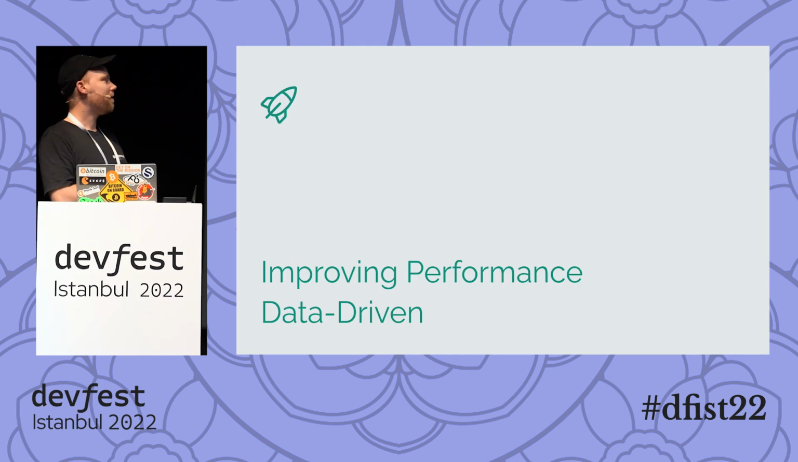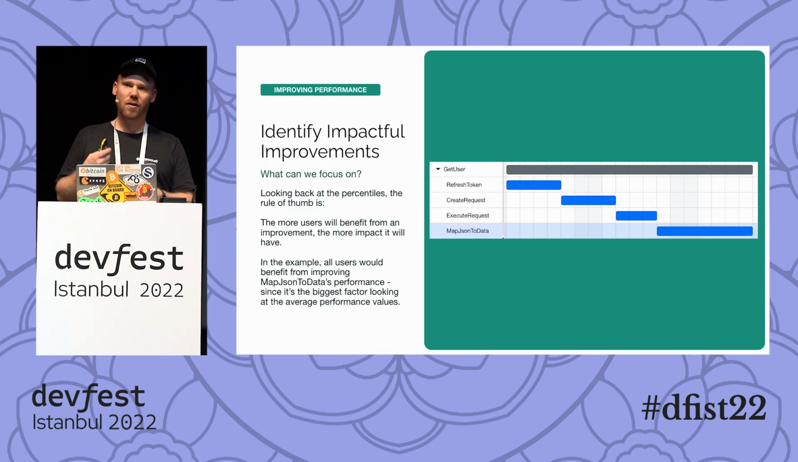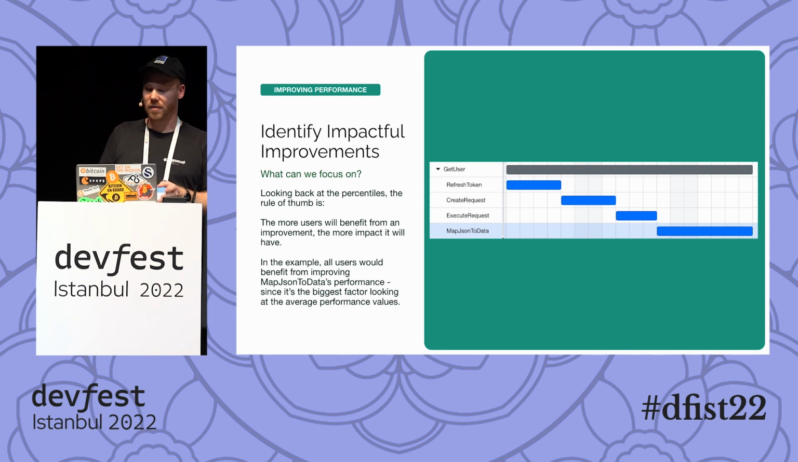So we have this data now, and we looked at different scenarios, different percentiles. So let's think about improving the performance. Looking at the data, the rule of thumb is we can look for the most impactful improvements. This can be seen pretty easily. The more users benefit from something, the higher will be the impact of the change. That would be a very simple way to look at this.